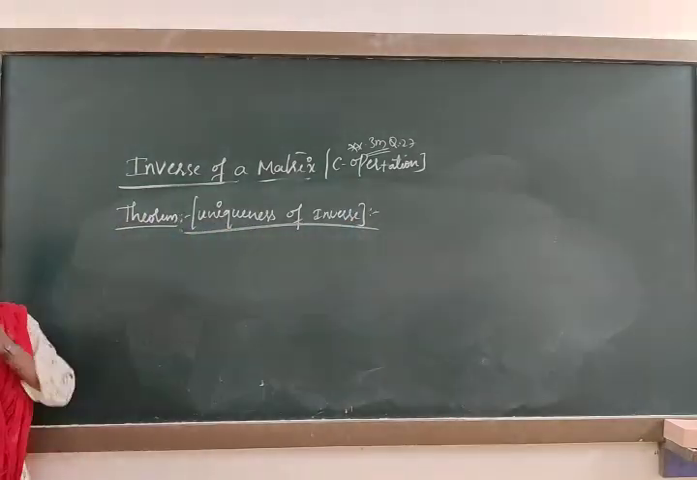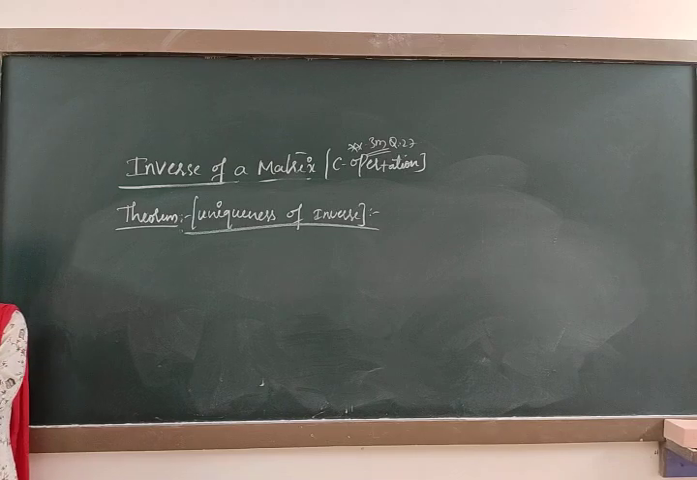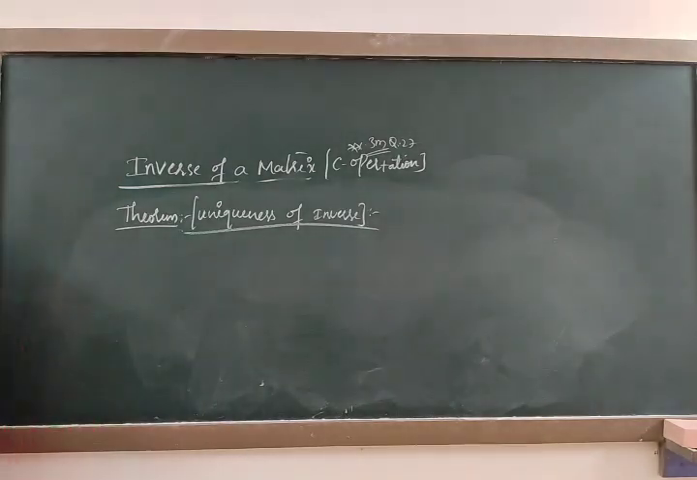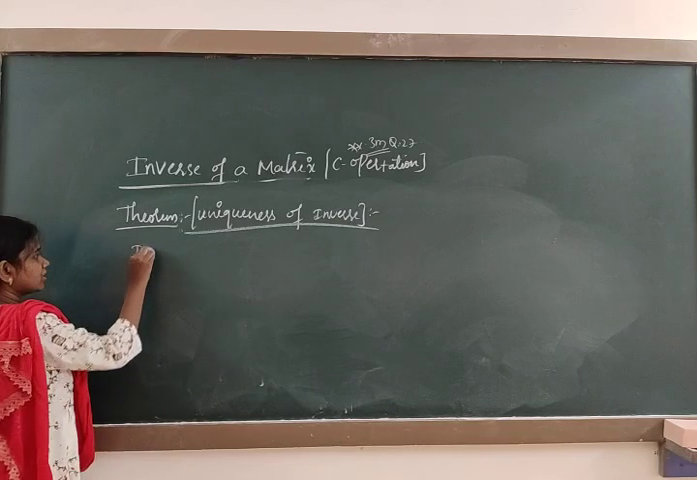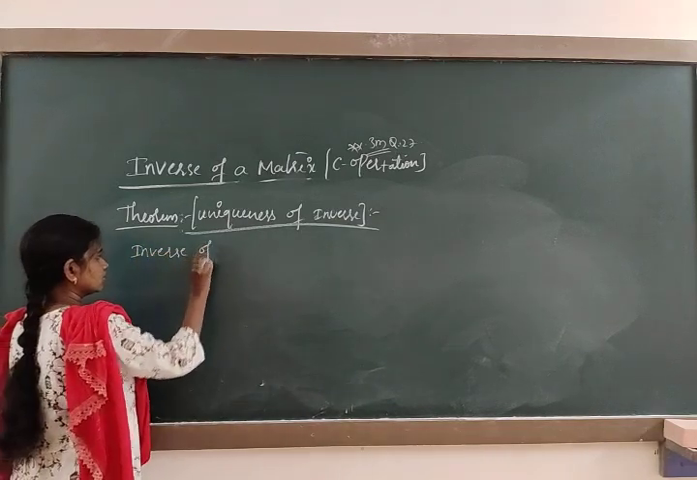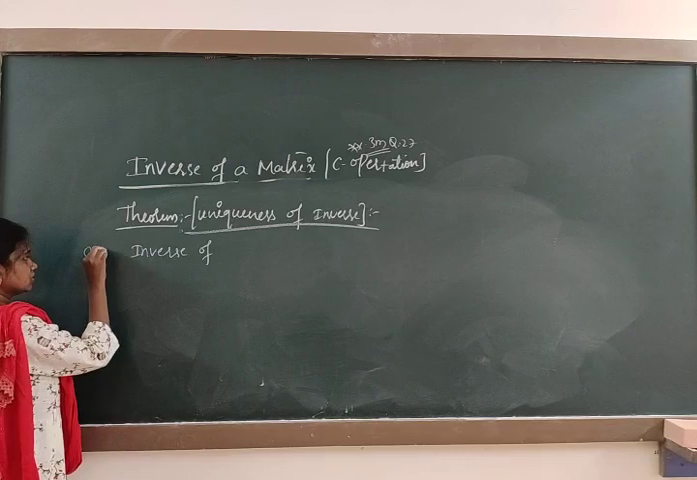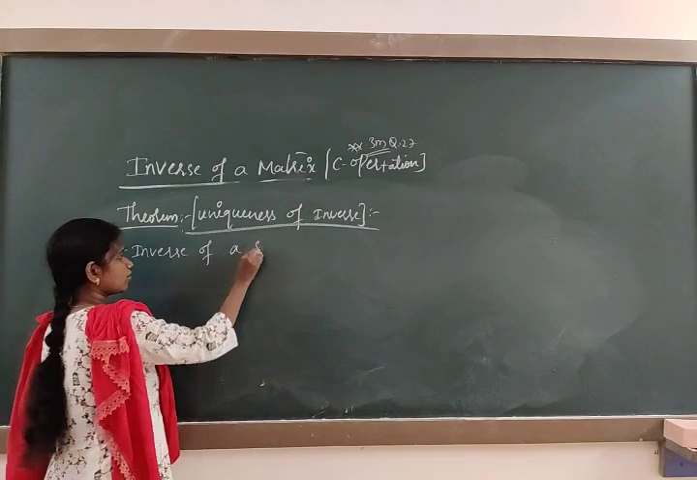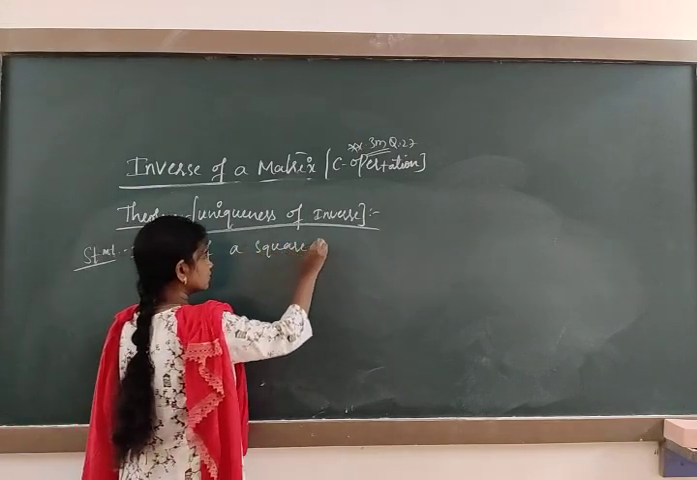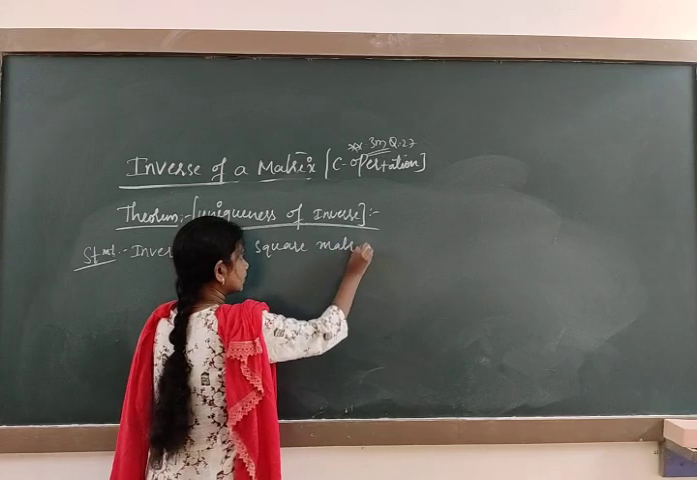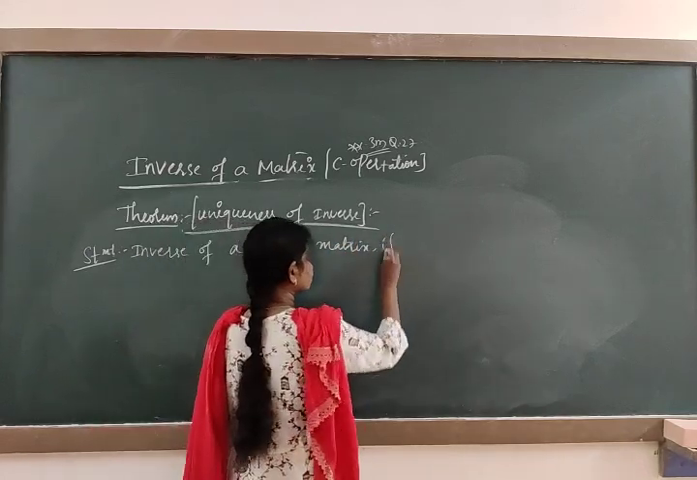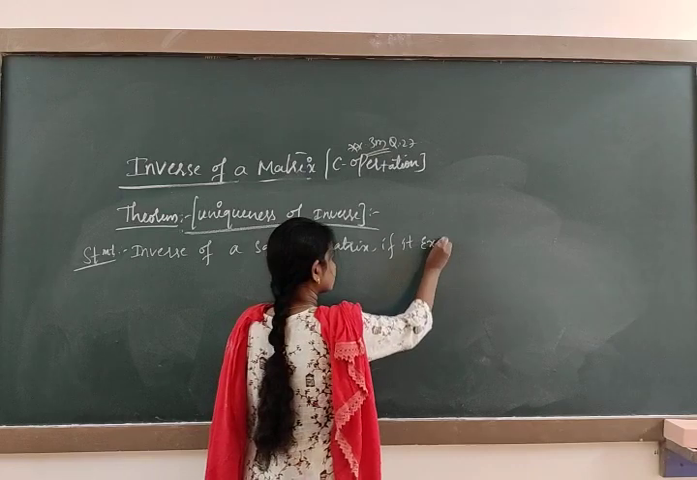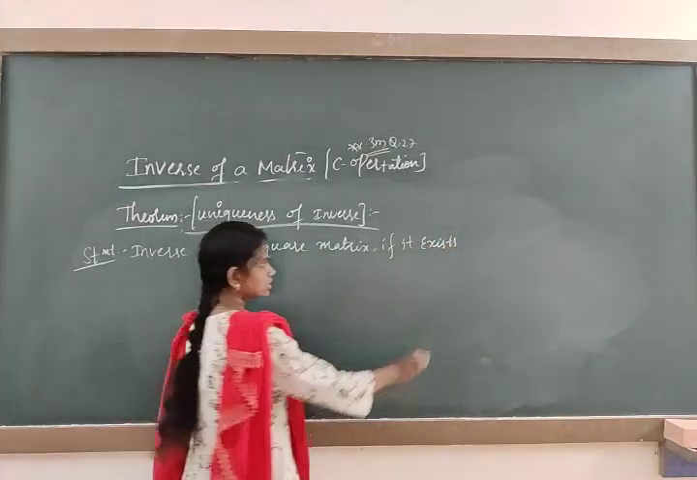So this is one of the theorems. The name of this theorem is the uniqueness theorem. So we will take down this statement. What does the theorem statement mean? Statement: the inverse of a square matrix, if it exists, is unique.